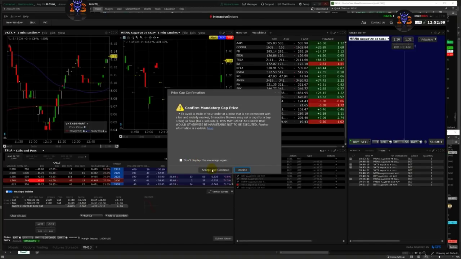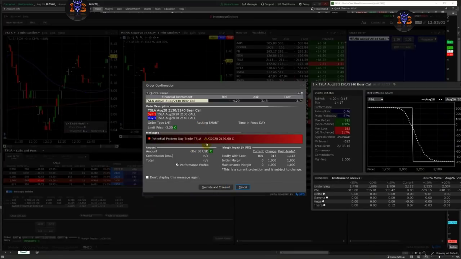I'm going to say accept and continue. So it will calculate everything for you. It's going to say we're selling one of Tesla 2130, buying one of Tesla 2140. The limit price, this is credit. See how it says credit? That's going to go into your account, $367.50.